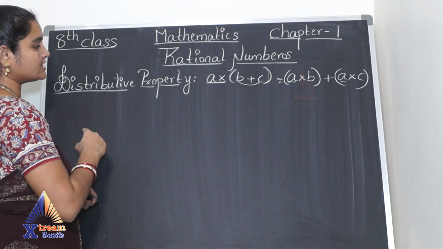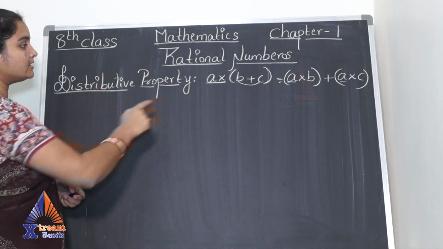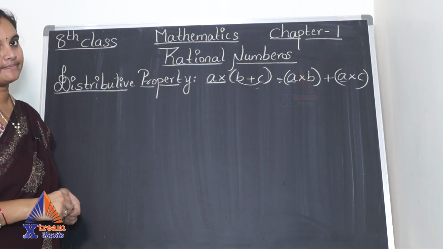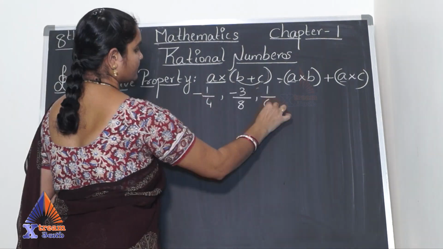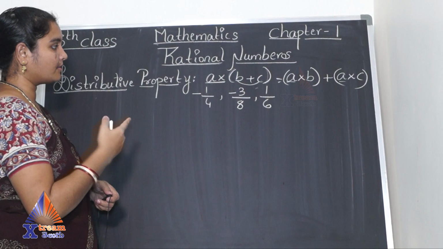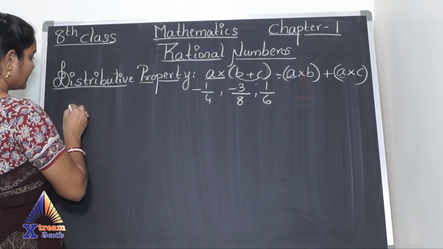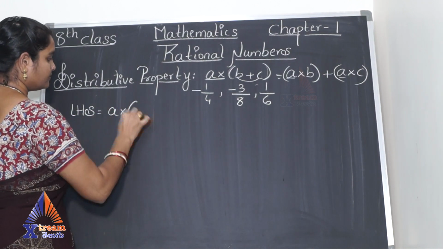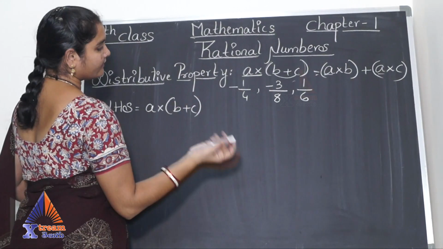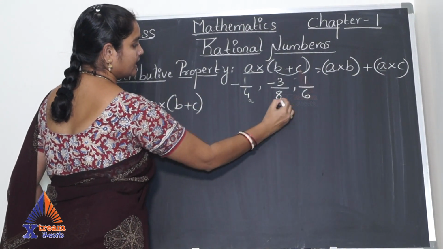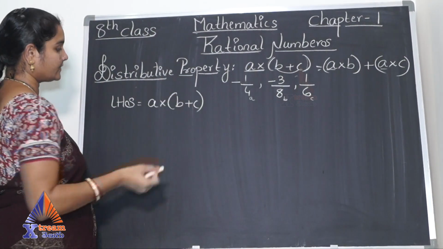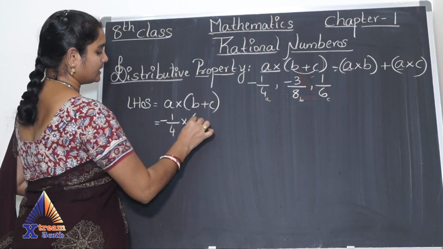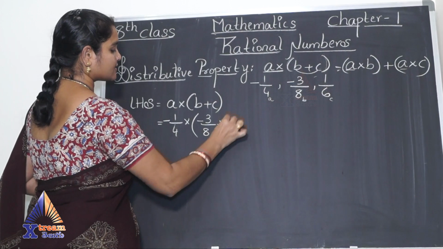Now let us take LHS and RHS and find out whether this distributive property of multiplication over addition applies for these rational numbers or not. Okay, let's take three fractions. These are the three fractions I am taking for proving this distributive property. Let's take LHS: A into (B plus C). Now we go with default. We'll take this as A, this as B, and this as C. So minus 1 by 4 multiplied by (minus 3 by 8 plus 1 by 6).